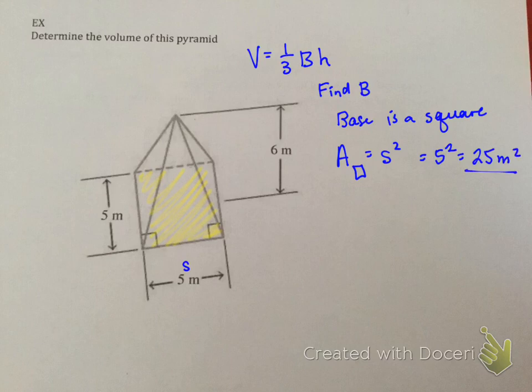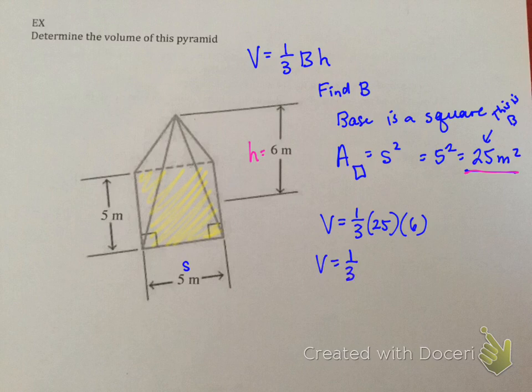I have B, so I'm going to make a little note: this is B. I plug it into my formula. Volume equals 1/3 times the 25. Now I need to know how tall the pyramid is. The height is 6 meters, so I'm going to plug in the 6. If I rearrange, 1/3 times 6 times 25, I can reduce this because 3 goes into 6 twice. So volume equals 2 times 25, which equals 50 meters cubed. That one was a little bit easier than that fish tank example.